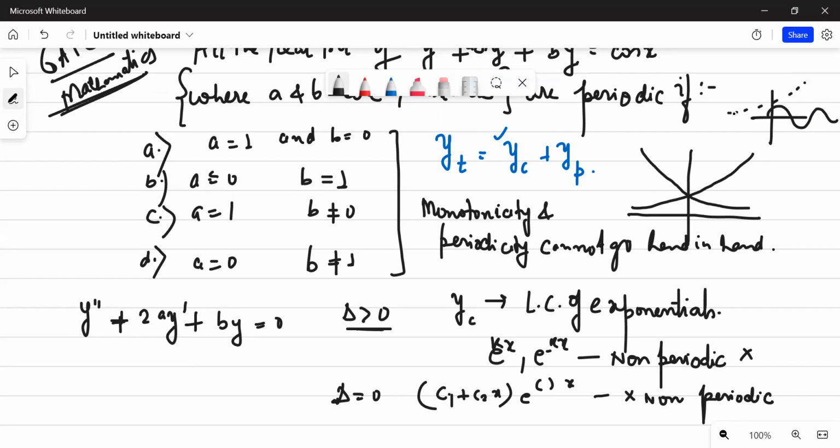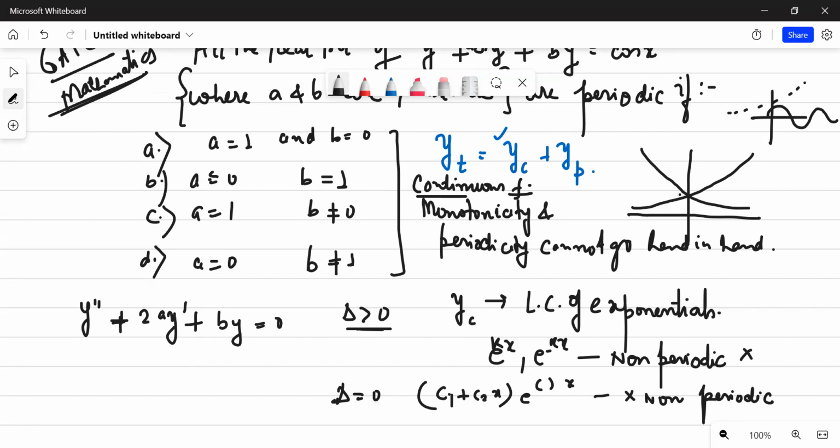Okay, so in order to attain a previous value, for continuous functions, monotonicity and periodicity cannot go hand in hand. So if a function is monotonic, it cannot be periodic. Is that clear? So exponential is a monotonic function. So it is completely increasing. It is increasing means it will not attain any value more than once. So basically, it is a one-one function.